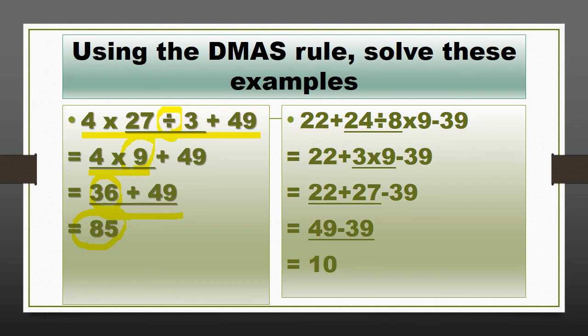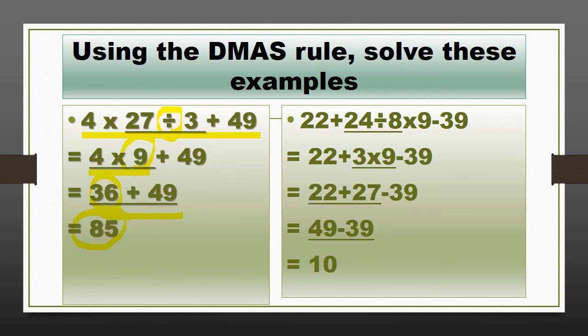In the other example, in the simplification sum, we have all 4 operations. So it's very easy to carry out the 4 operations. We will use the DMAS rule. Don't be afraid. Just follow the instructions according to the DMAS rule.